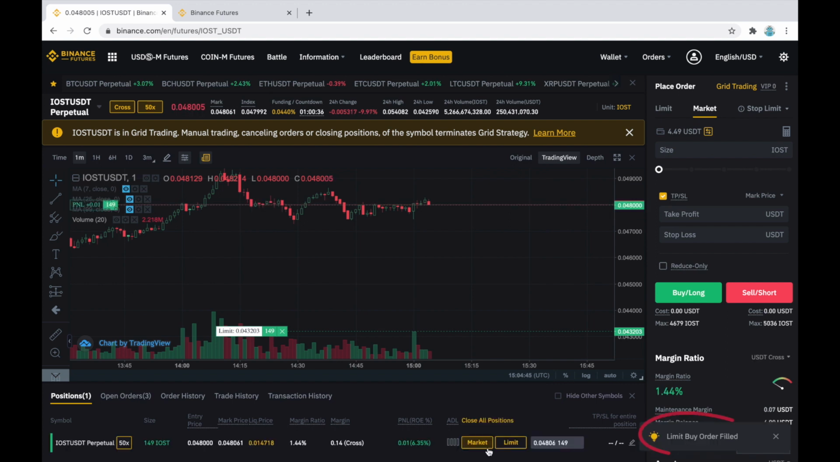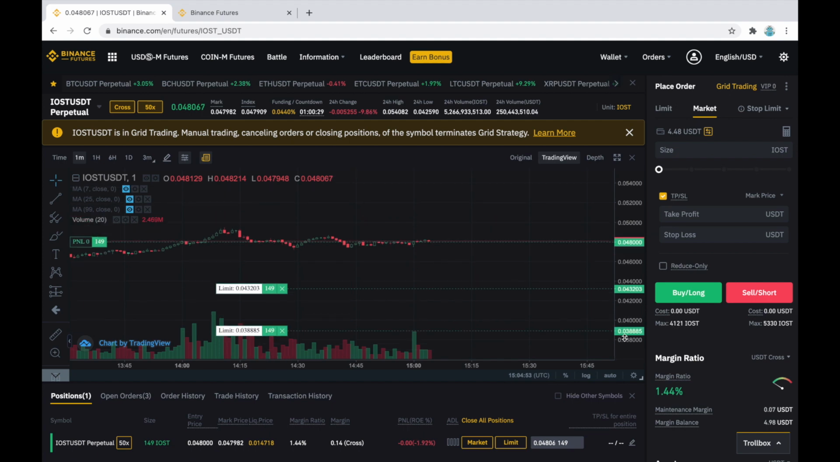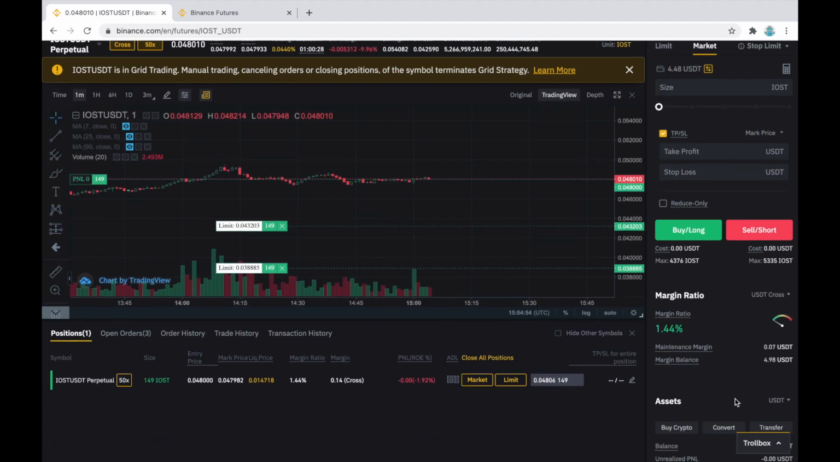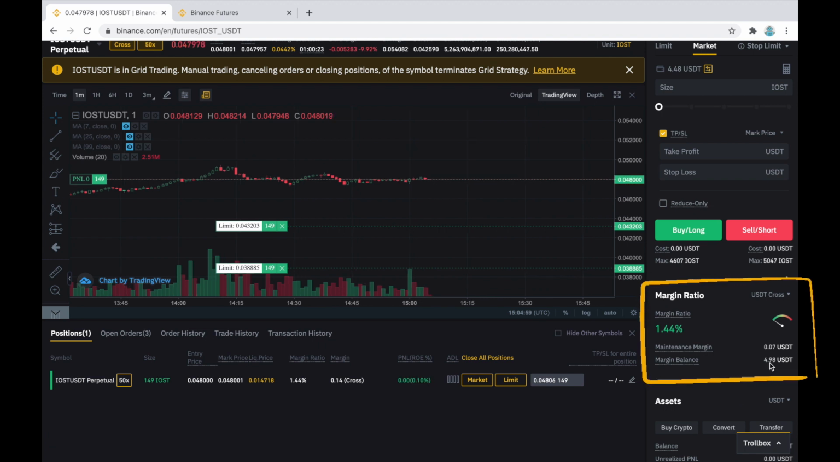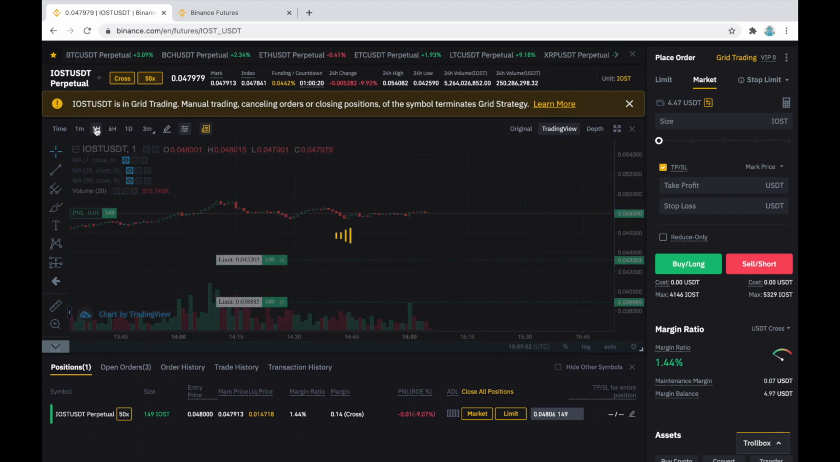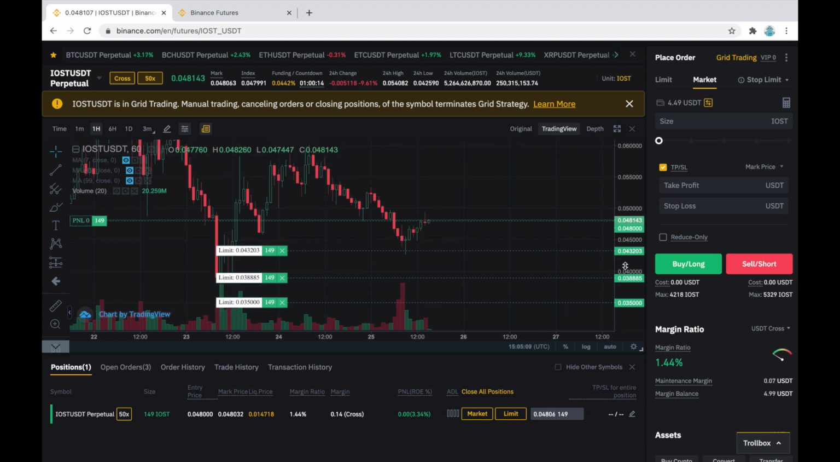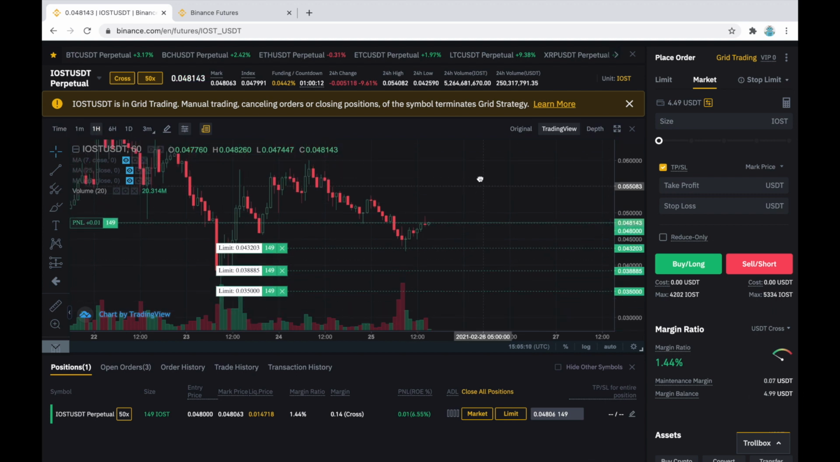Now, it is triggered. My so-called entry grid is triggered, and the first buy long position is opened. I now need to pay close attention to my margin balance amount, and as I have explained, it will fluctuate depending on the unrealized P&L of my positions. The $4.99 that I have here now will not be sufficient to prevent the liquidation, in case the price will drop down considerably.